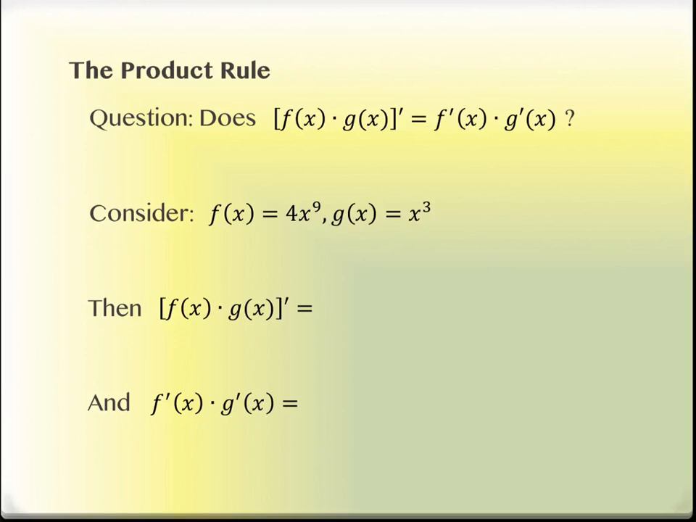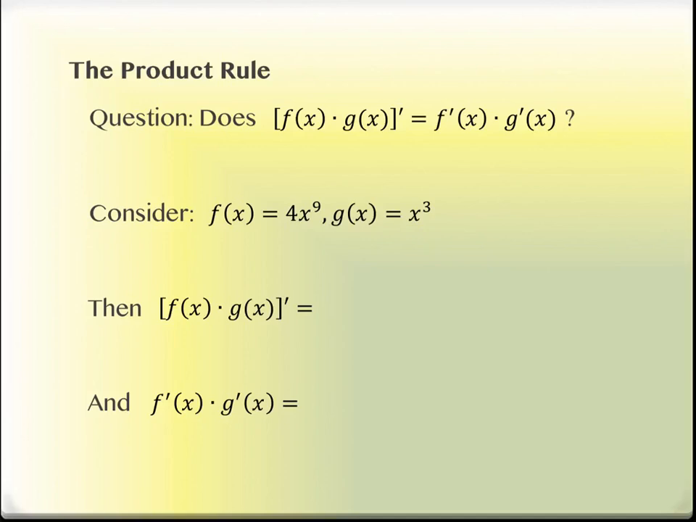So the product rule. The question I am posing is, does this rule work? If I take the product, f times g, and then take the derivative, is that the same as taking the derivative of f times the derivative of g? Because that's what works with addition and subtraction. So it feels like that would be the natural thought that might work here. We're going to explore that idea by using a couple of functions and just seeing if it works. The functions are fairly simple because we don't need complicated functions to explore the idea itself.